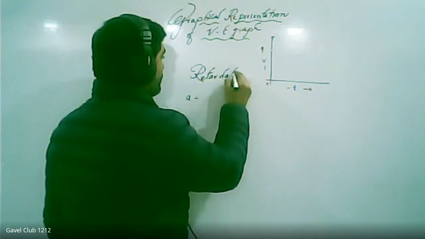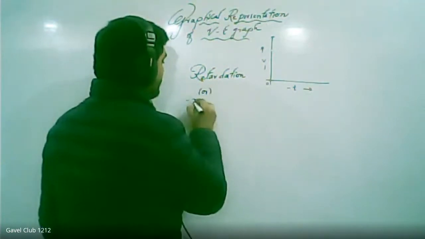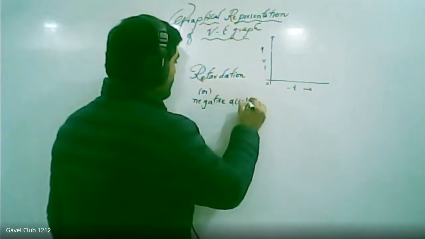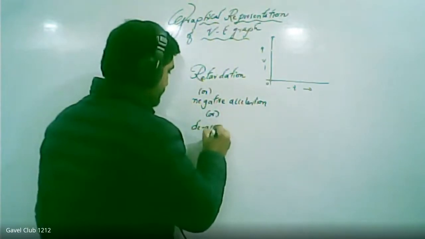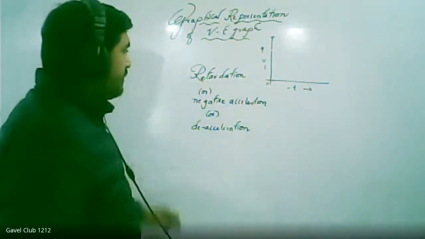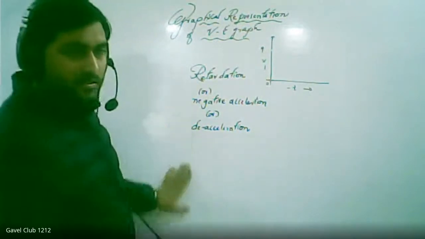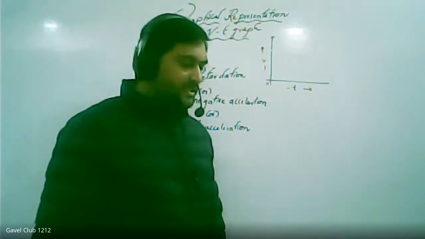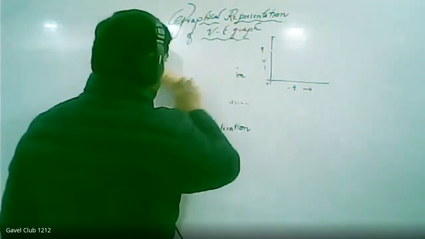retardation, or it's also called negative acceleration. Okay, this is another name for this. We have another one that is also called deceleration. So these are the different terms we use. It is called retardation, negative acceleration, or deceleration. All three names are given for the negative acceleration. So deceleration means decrease in the velocity with respect to time. Now let's talk about the next one.